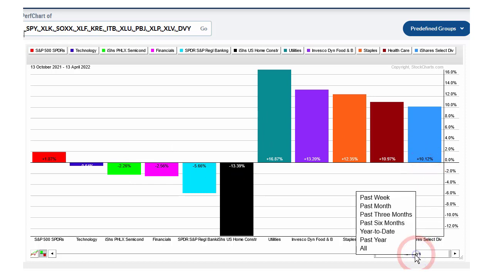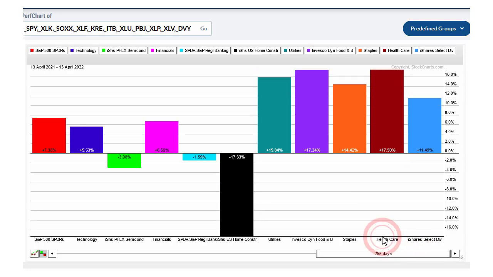And just for grins, I'm going to go out a year. So we look at 1 year, and it's a little more mixed. All right, we can see that SPY is up, but technology is up less. Financials are up less. Semis are actually down over the past year. Regional banks are down. Housing is down a whopping 17%. All of the defensive groups are outperforming. So this tells me we have a risk-off environment in the market, and that influences my price chart analysis.